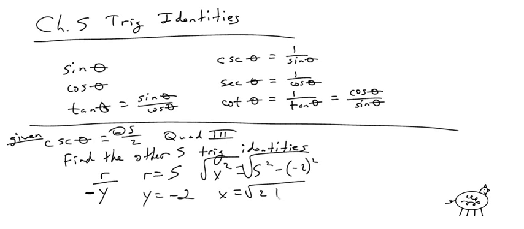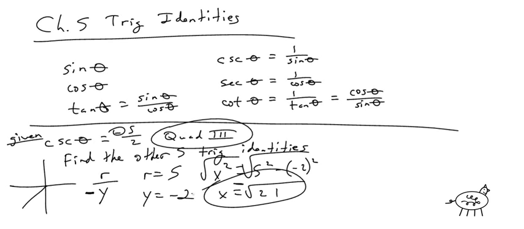Boo! What's wrong with it? Okay, it's in the wrong quadrant. Think about it, guys. That's why I give you this extra information here, quadrant 3, because we're over here, and x and y are both positive or both negative here, right? So that's important. X is negative root 21.